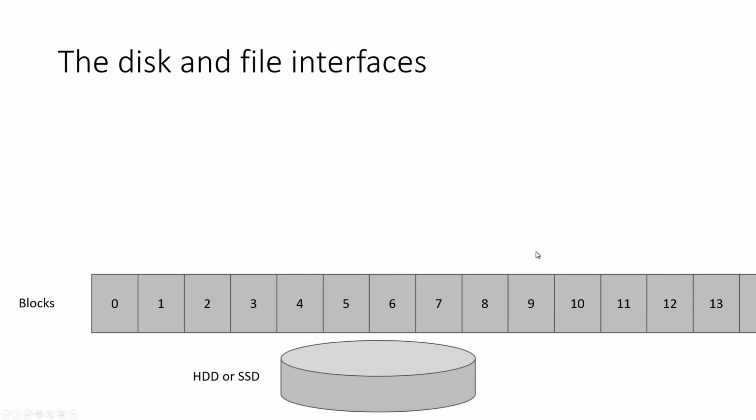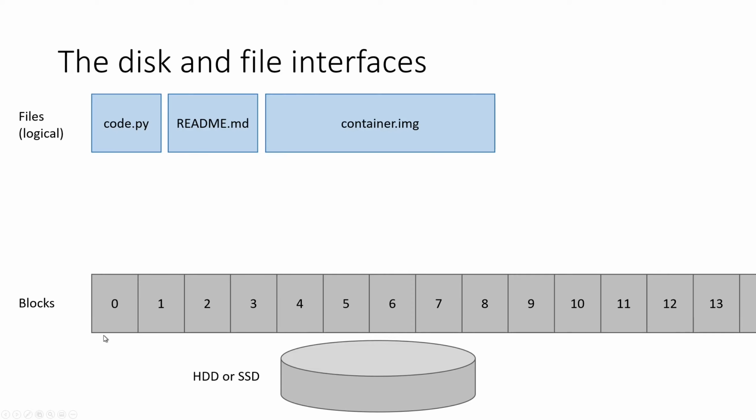So let's talk about these relationships in a more graphical way. Here on the bottom, we have the hardware, like the hard drive or the SSD. We've seen that a hard drive exports a very simple interface that allows us to read and write blocks, and the blocks have fixed size and are numbered. We also have a more high-level interface provided by files. We have Python files, for example, containing code. We can have README files. We can have container images.